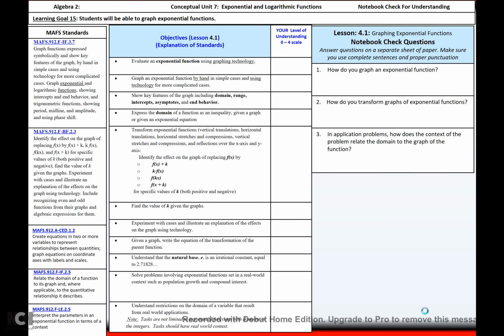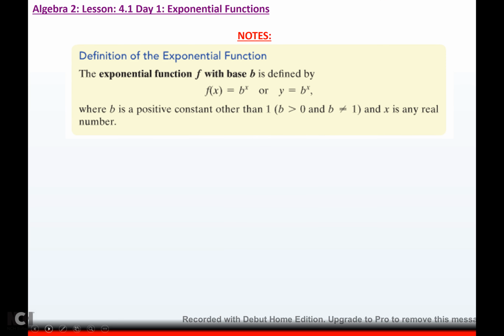So we're going to start conceptual unit 7, which is exponential and logarithmic functions. So here we go. It says definition of the exponential function. It says the exponential function with base b is defined by f of x equals b to the x, or y equals b to the x, where b is a positive constant other than 1, which means b has to be greater than 0, but it can't be 1, and x is any real number. Okay?